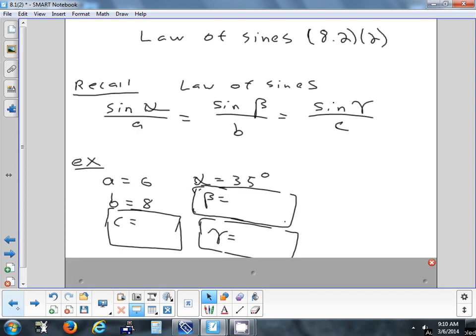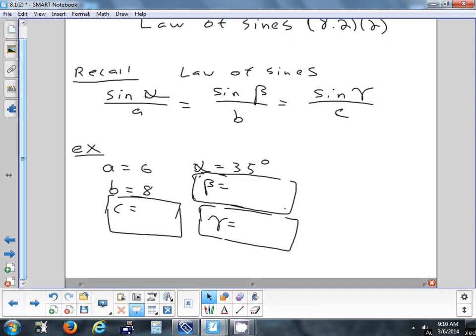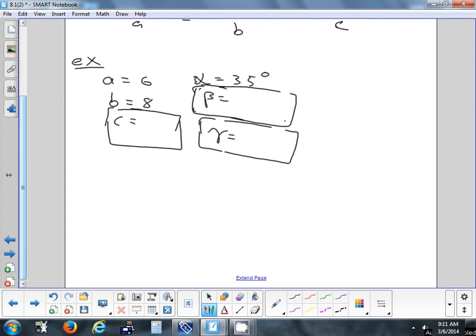All right, so let's take a look at this problem and see if it does have 2 solutions, or it could be 1 solution or no solution. What's the first thing I have to solve for? I don't really have a choice. I have to find beta. Can you give me my proportion? It would be sine 35 degrees over 6 is equal to sine of beta over 8.